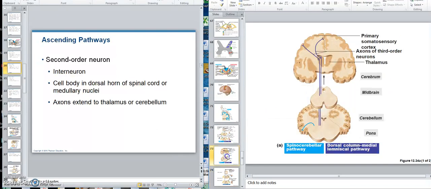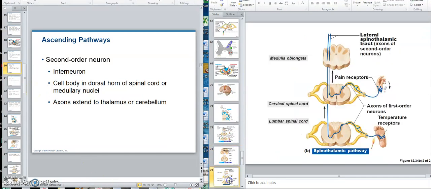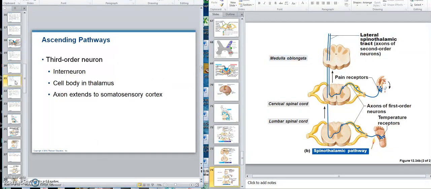Now, where in the brain are you going to project to? You're going to project into the brain. So that was the end of that second one, let's say. Then you're going to project into the brain, and let's say you feel somebody's doing something under your foot. All right. So now I'm looking at that third order neuron that's going to go from the thalamus, a portion of the brain, up to the somatosensory cortex.